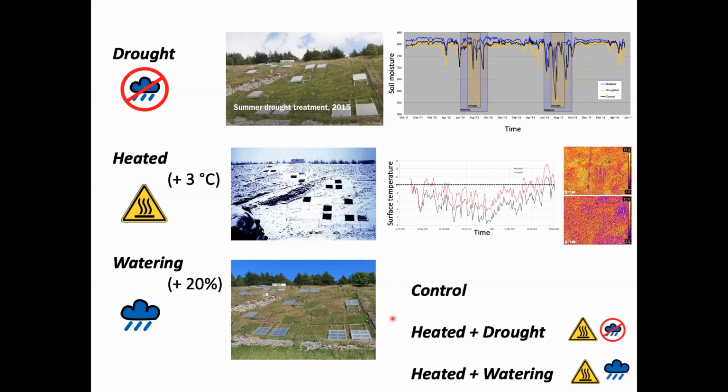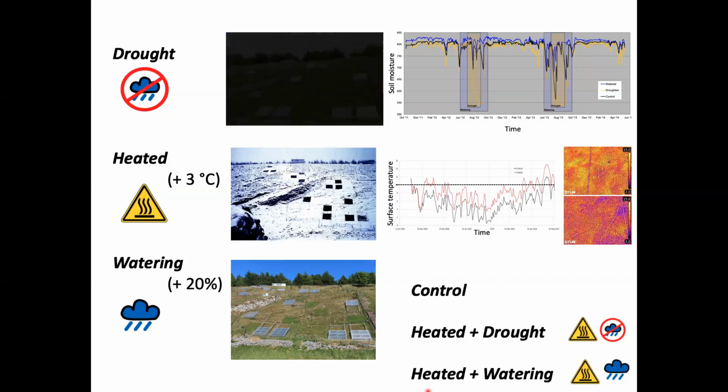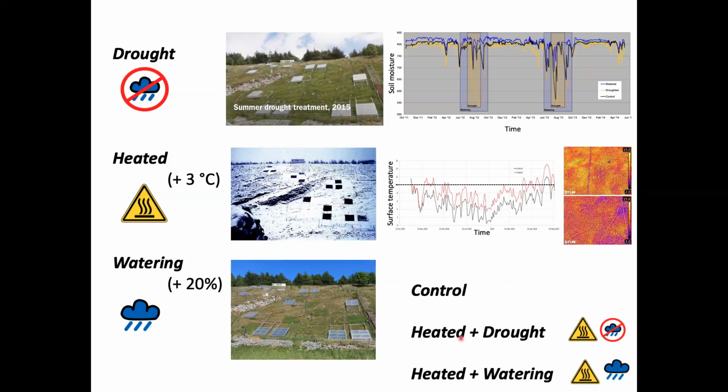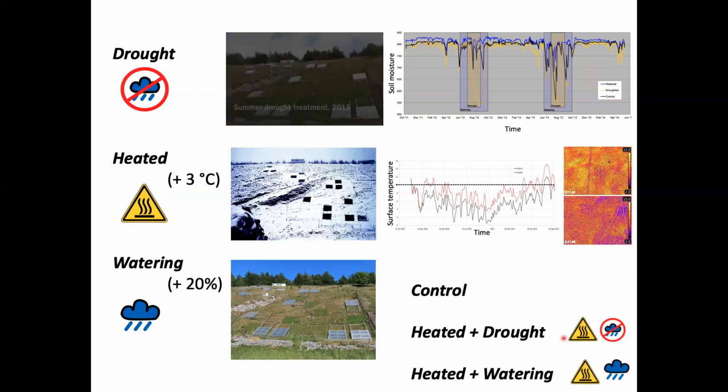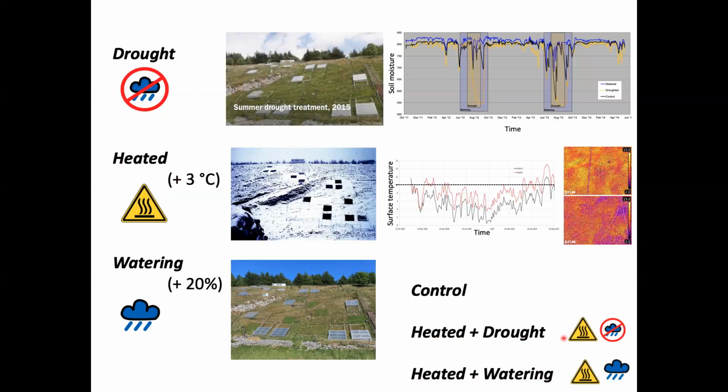Importantly, since this is an experiment, we have control plots, non-manipulated plots, and we also have 2 combinatorial treatments, heated or winter warming plus drought, and warming plus watering. And I've got some icons there to describe those treatments.